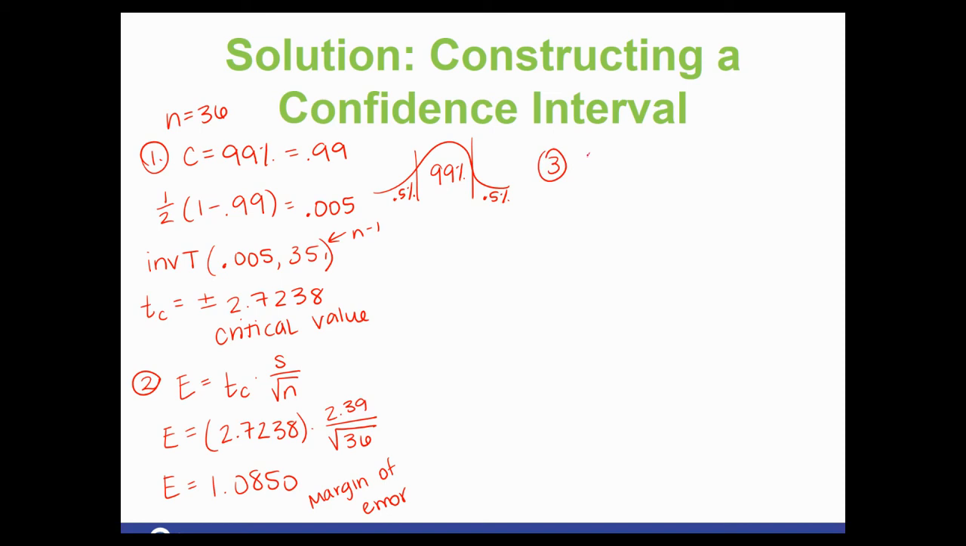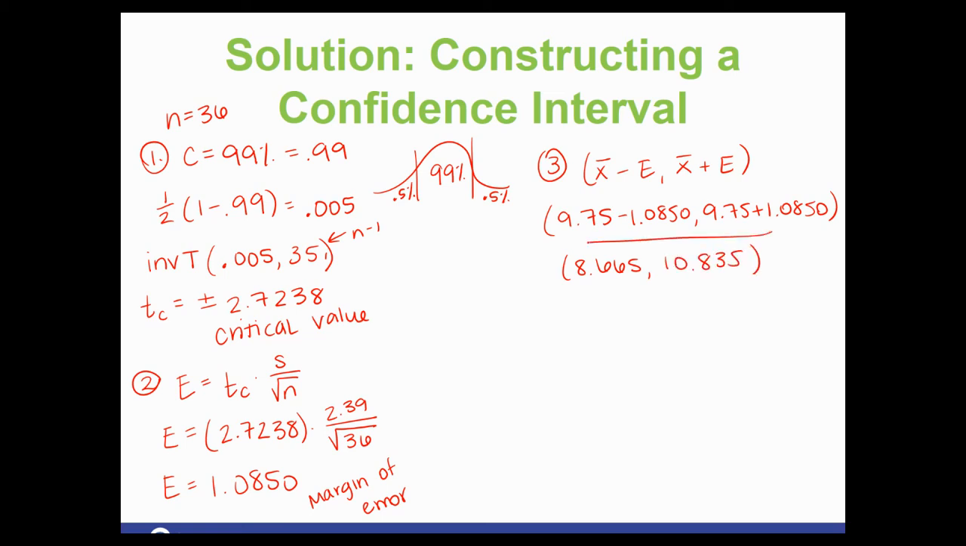And then our last step is taking that and adding it and subtracting it from our mean. So in this case, our mean was 9.75. Add and subtract it. And we have our confidence interval.